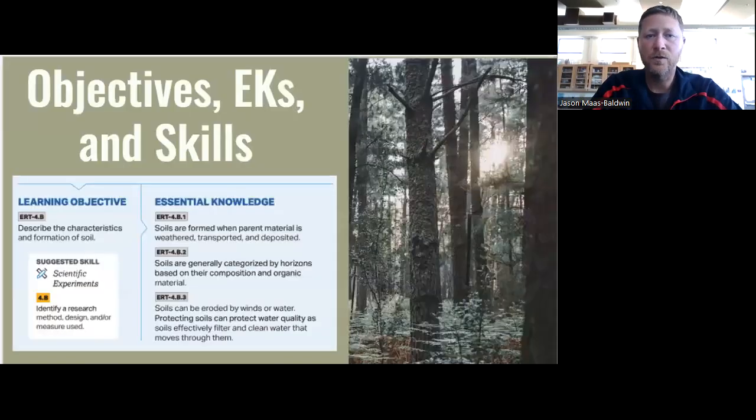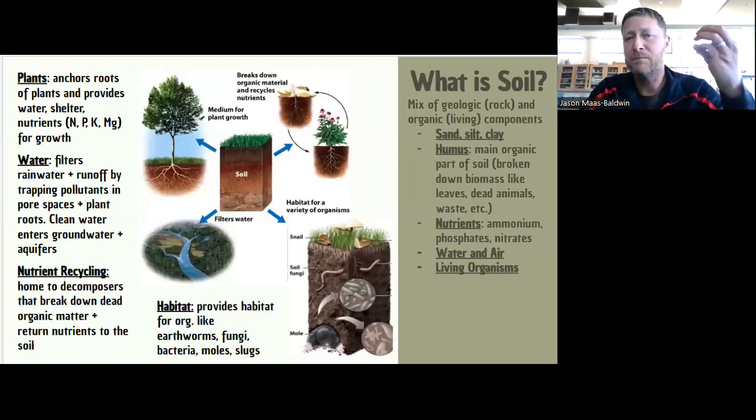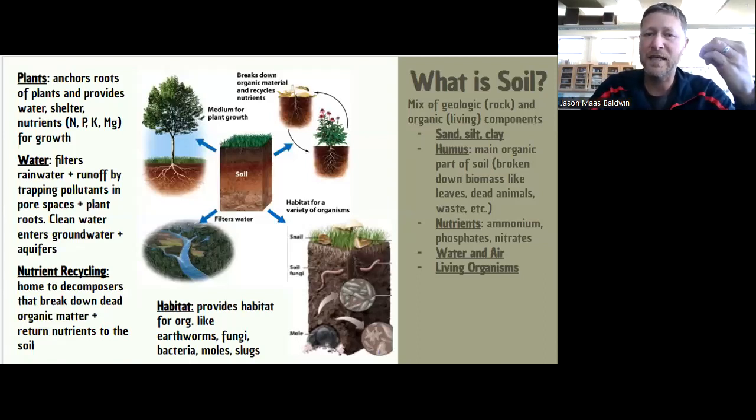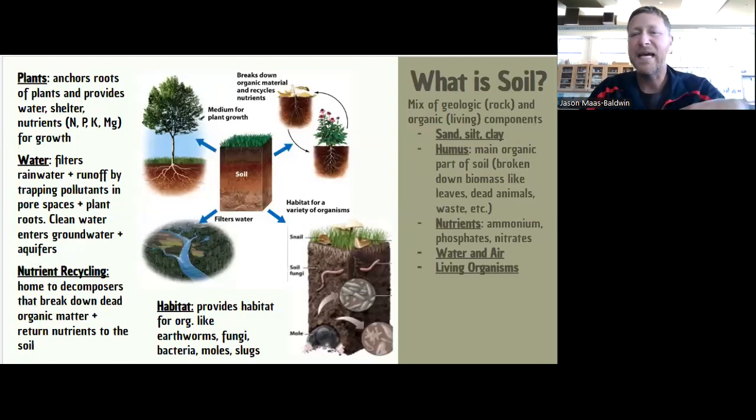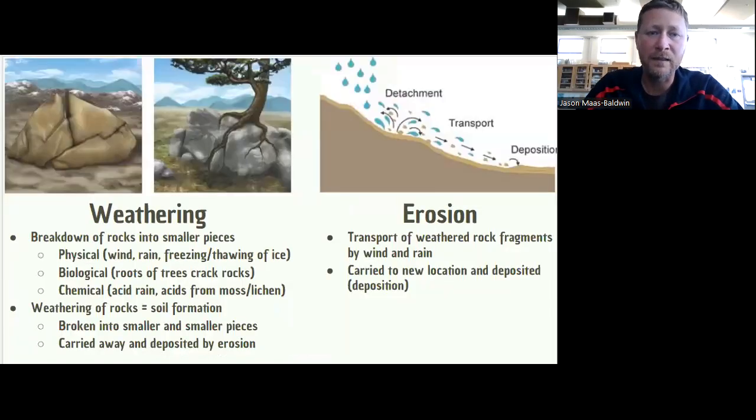Okay, so let's talk soil, right? So remember that soil is important. It's got a lot of jobs. It filters water. It recycles nutrients. It provides habitat for organisms, and provides a means for plant growth. And remember that there are main parts of soil. The three main particles are sand, silt, and clay. And then humus is that organic content in the soil. So more compost means more humus. And then there's a bunch of nutrients in soil as well as water, air, and living organisms.